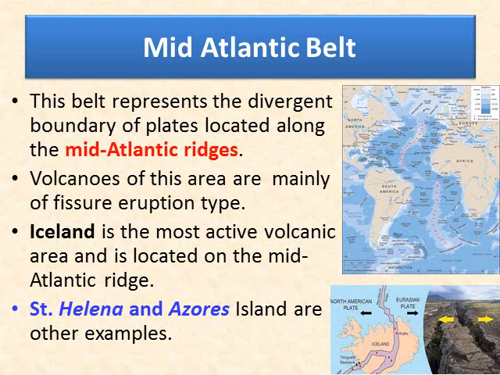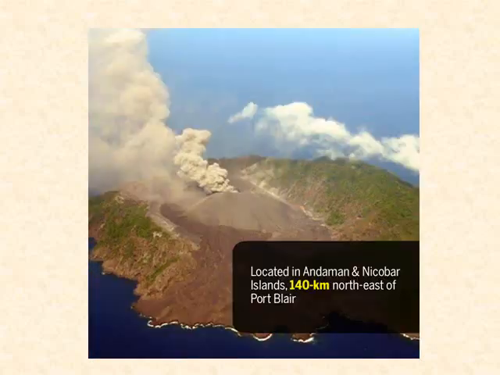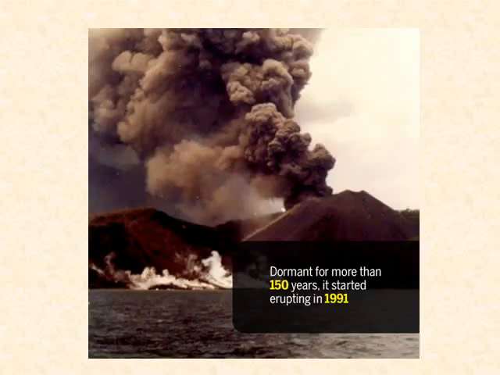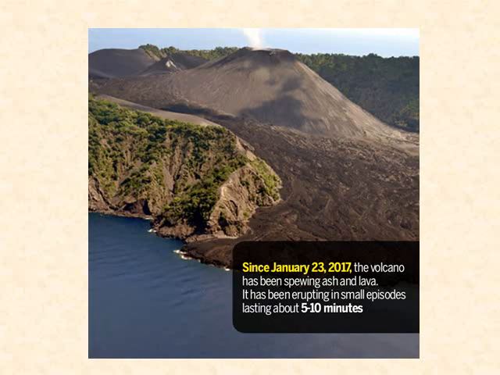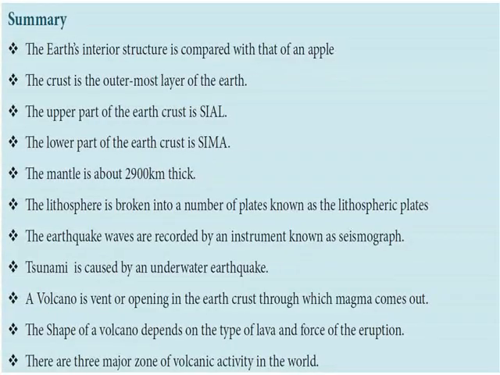Barren Island is India's only active volcano, in the Andaman and Nicobar Islands. Its first eruption was in 1787. It was dormant for more than 150 years, started erupting in 1991, and since January 2017 it has been active. There are several small submerged volcanoes there. The activities here caused the tsunamis in 2004.